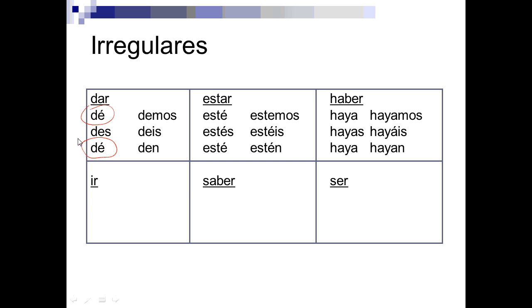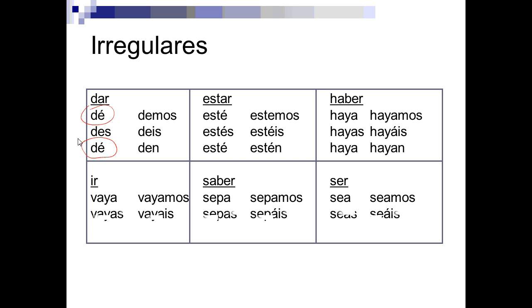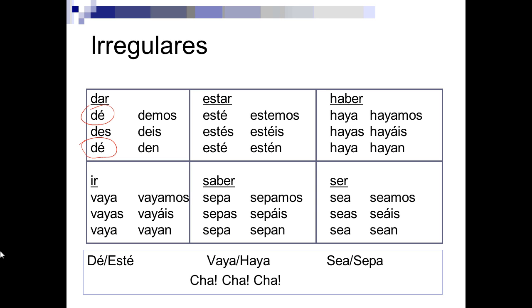And then the last three are ir, saber, and ser. So we have vaya, sepa, and sea. So make sure you write all these conjugations down.